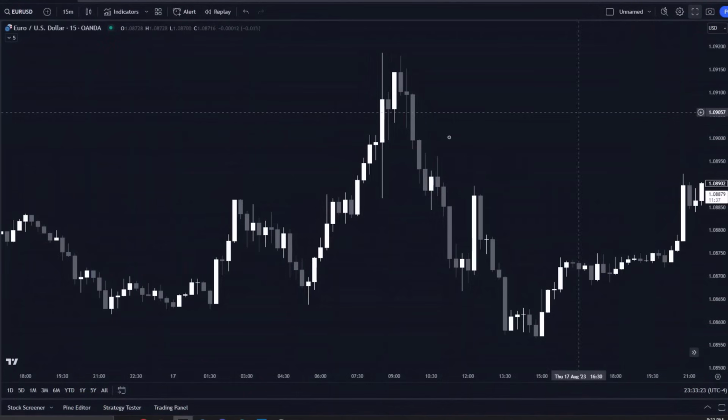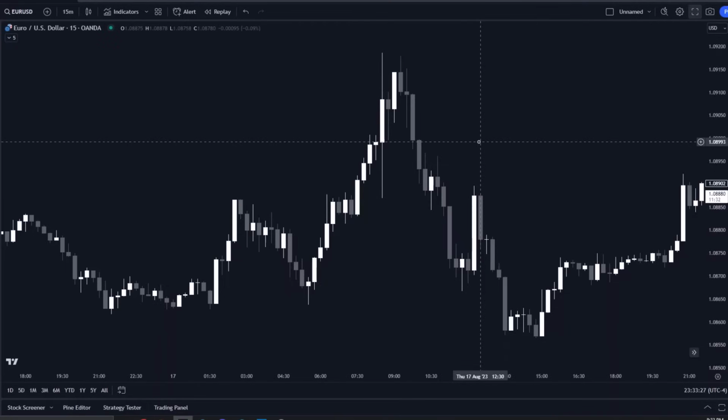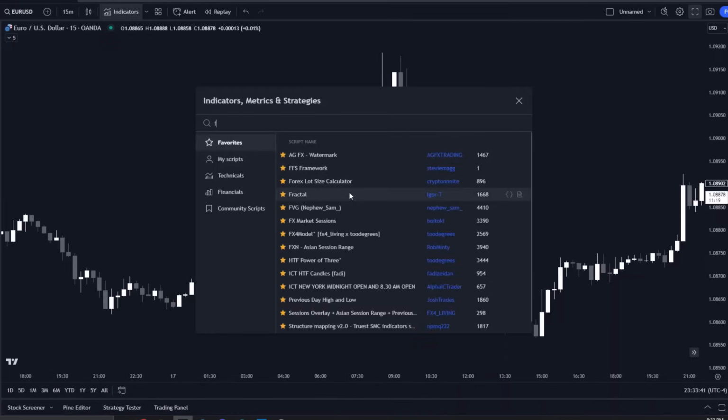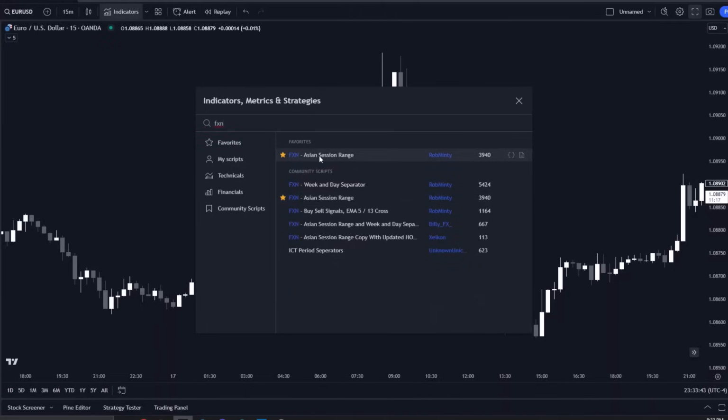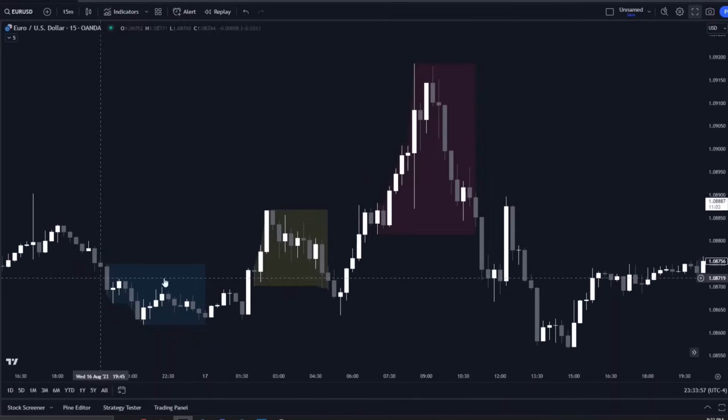Now, starting with the first indicator, we're going to go from the most important indicator to the least important. That doesn't mean the least important indicator is not important, but it's not really compared to the first one. The first indicator is basically, we go to the indicators, we type FXN, and we find this one, FXN Asian Session Range by Bob Minty. This indicator right here, you click on it, you have it here. It basically highlights a session for you.